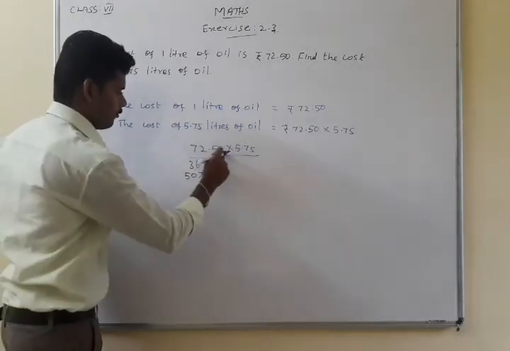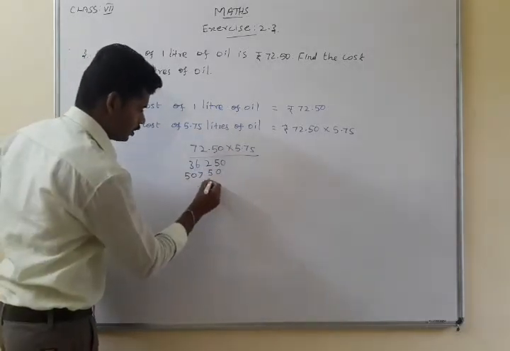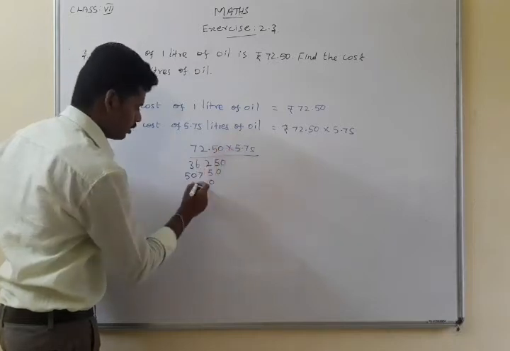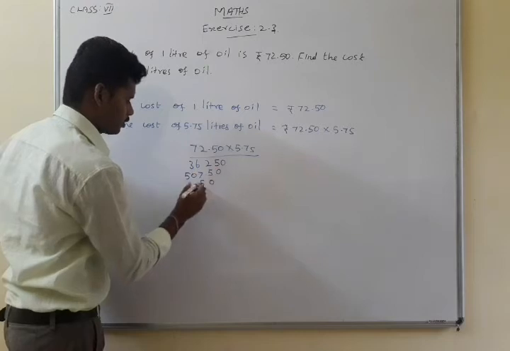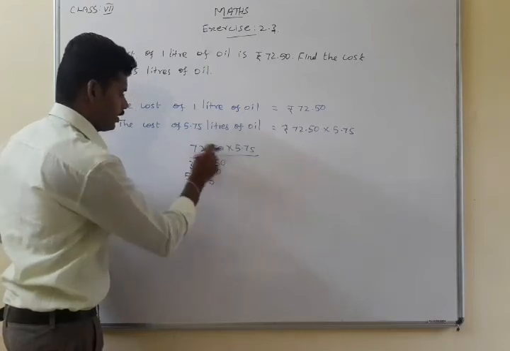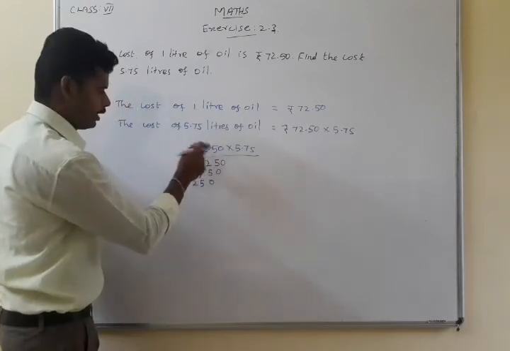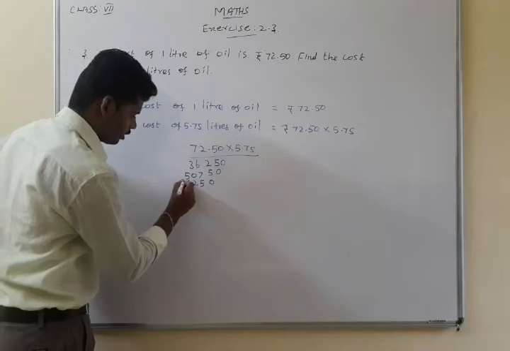Another one. 5 zeros are 0. 5 5s are 25. Remainder 2. 5 2s are 10. 10 plus 2, 12. 5 7s are 35. 35 plus 1, 36.